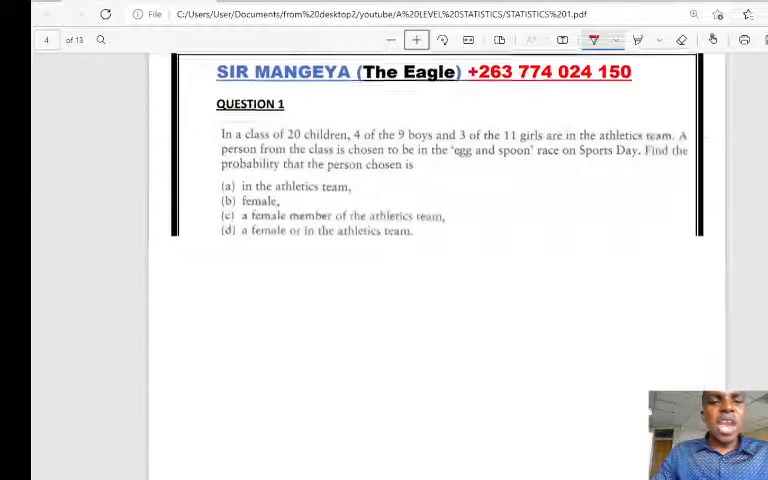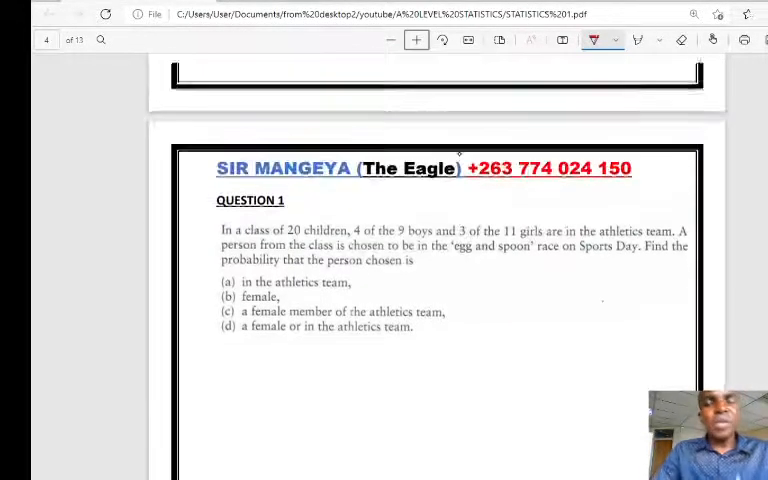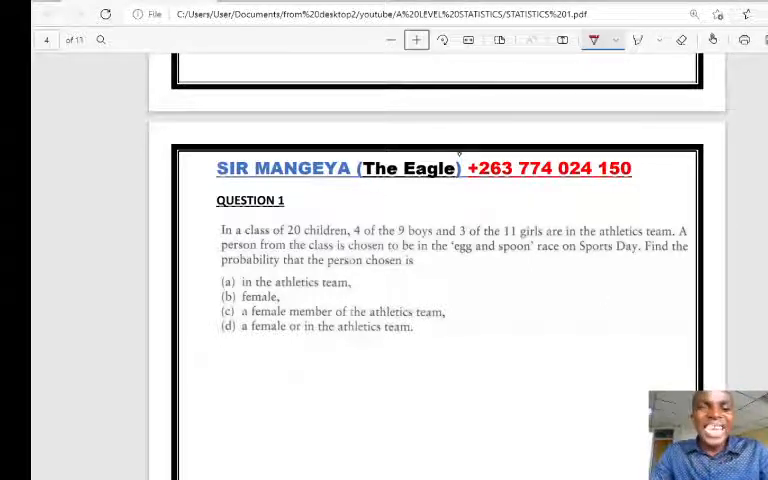Right. Now, questions. Question number 1. In a class of 20 children, 4 of the 9 boys and 3 of the 11 girls are in the athletics team. A person from the class is chosen to be in the egg and spoon race on sports day. Find the probability that the person chosen is in the athletics team.